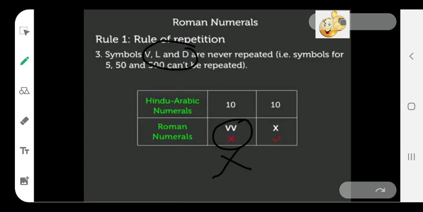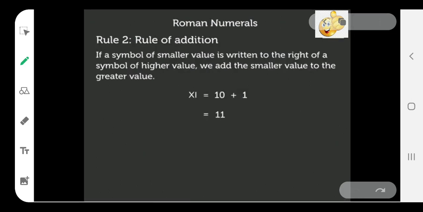This much only you have to keep in mind, that these symbols will not be repeated any time. Okay. Then the second rule is, if a symbol of smaller value is written to the right of the symbol of higher value, what are they saying? Smaller value is written to the right side. Right side of a symbol of higher value, we add the smaller value to the greater value. We are supposed to add that value to the greater value which is on the left hand side.